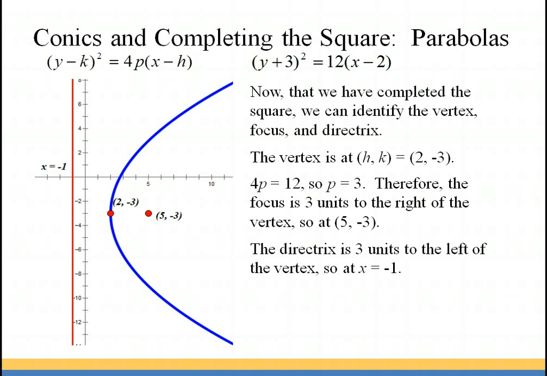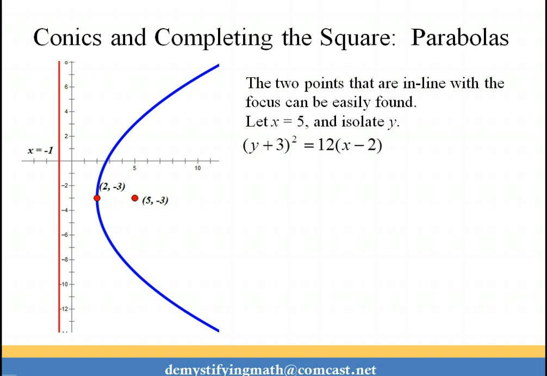Okay, so now we can get a sketch of our parabola. We have our vertex marked at (2, -3), and we have our focus marked at (5, -3). On the other side of the vertex, we have the vertical directrix, which is at x = -1. Now what we want to do is find 2 more points on our graph so that we can fine-tune our graph and make sure that we have the width correct. So 2 points that are really easy to find are those that are in line with the focus.